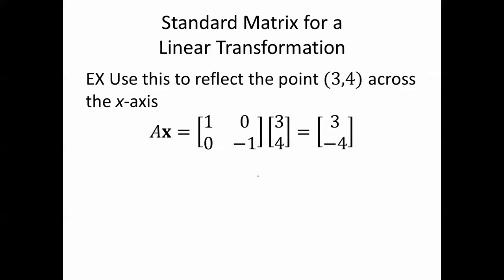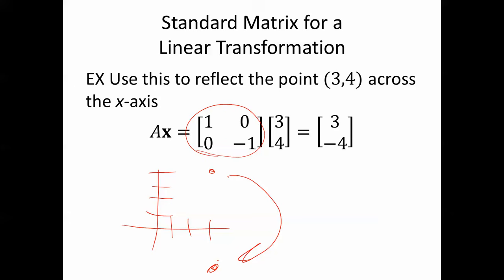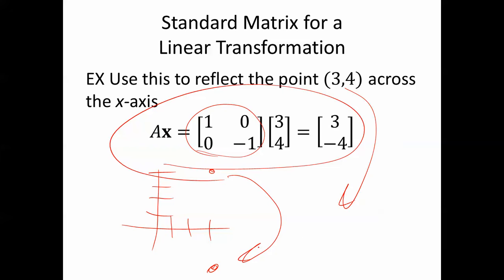Use this to reflect the point 3, 4 across the x-axis. One way you could reflect the point 3, 4 across the x-axis is to multiply by the matrix we just found, the standard matrix for this linear transformation. When you multiply this, you end up with 3, negative 4. Let's see if that's the case. Here was 3, 4, and when you reflect it across the x-axis, you do indeed end up with 3, negative 4. So it worked. Now, obviously, we wouldn't go through all of this to reflect the point across the x-axis. It's a lot easier to say that 3, 4 goes to 3, negative 4. But there are some circumstances when it's helpful to have it in matrix form.